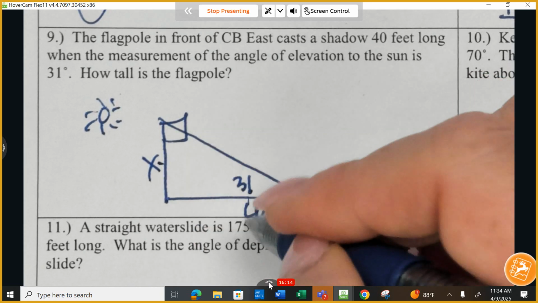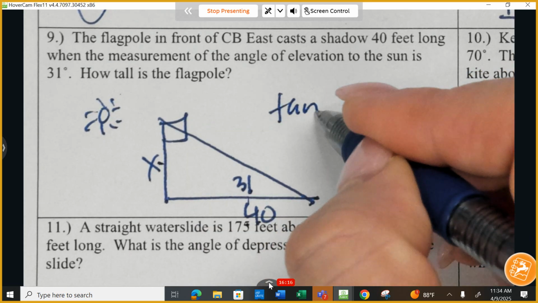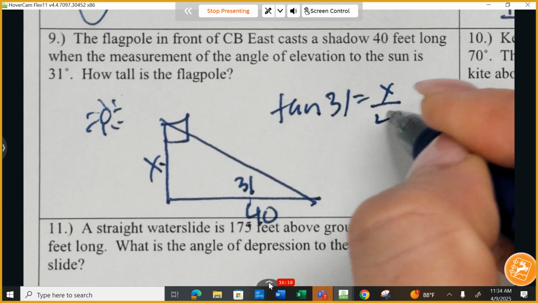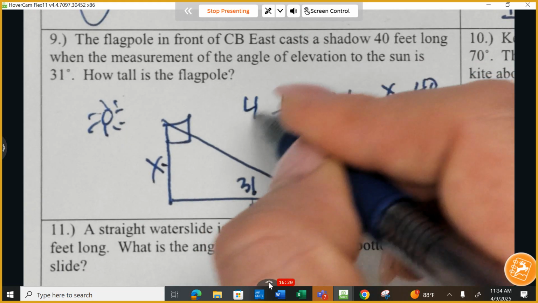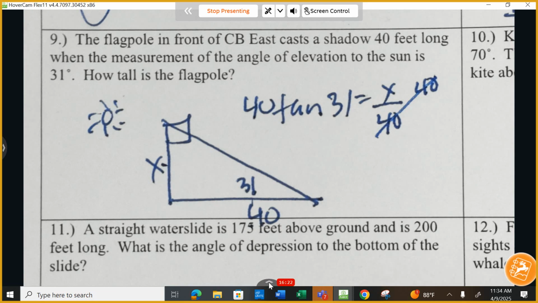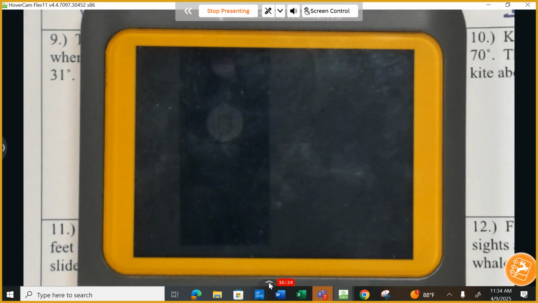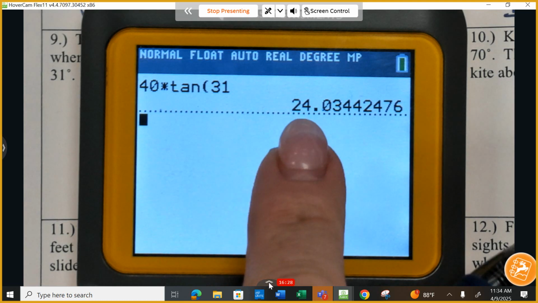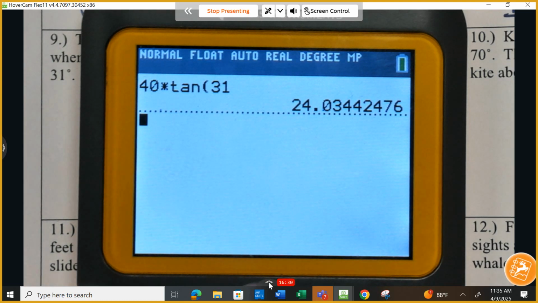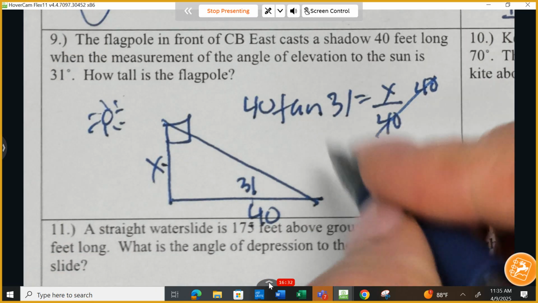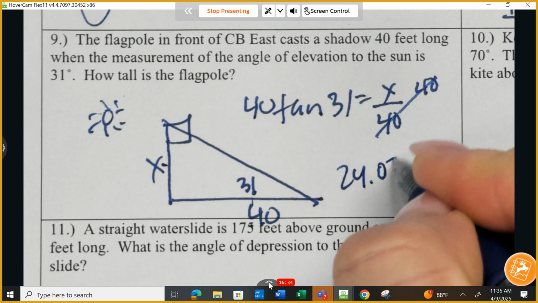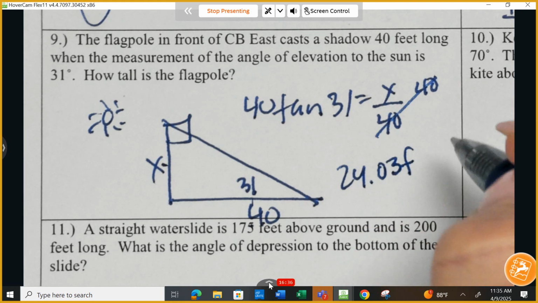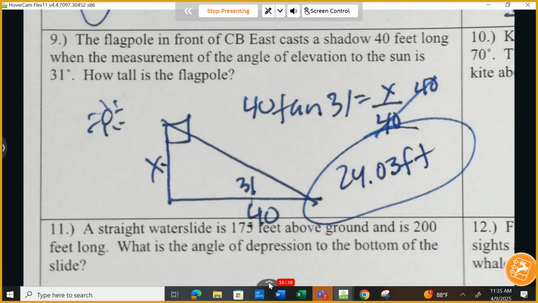So this is opposite and this is adjacent. Tangent of 31 equals opposite over adjacent. Please don't talk when I'm going over this. I'm grabbing my calculator and making sure you're in degrees, and taking 40 times the tangent of 31. We can round it to the nearest tenth, approximately 24.0 or 24.3, depending on how you want to go ahead. And that's how tall the flagpole is.